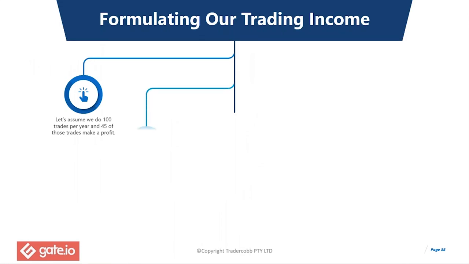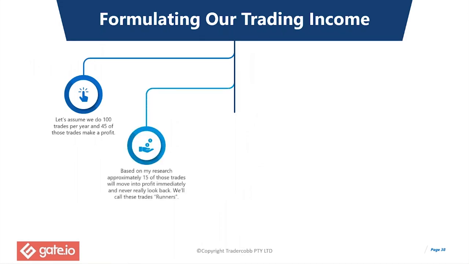So formulating our trading income, and I want to make sure that you are very, very aware that this is just purely to illustrate a point. This is not any scientific research. It's based on simplifying a process to understand the importance of that unified management of risk. So in this particular example, we're going to look at 100 trades per year. We're going to give it 100 trades, and we're going to look at a year.